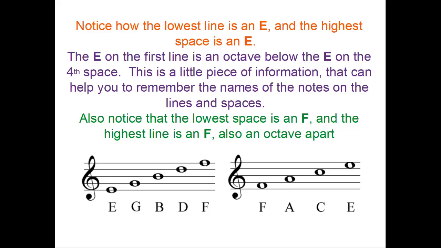Notice how the lowest line is an E and the highest space is an E. The E on the first line is an octave below the E on the fourth space. This is a little piece of information that can help you to remember the names of the notes on the lines and spaces. Also notice that the lowest space is an F and the highest line is an F, also one octave apart.